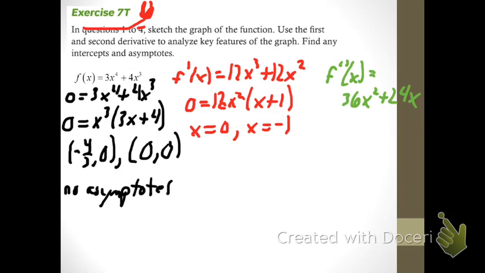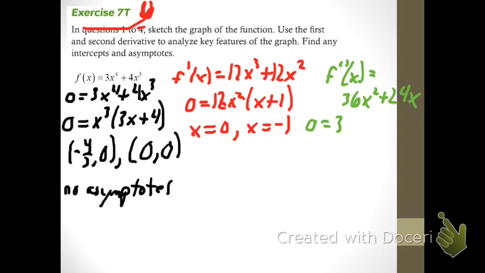And we're going to use the second derivative to try to figure out where the possible points of inflection are. To know where the possible points of inflection are, you need to know where the second derivative equals 0. So we're going to set that equal to 0, and we're going to factor again.